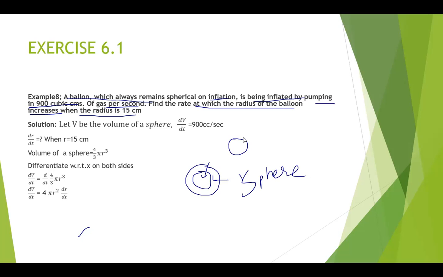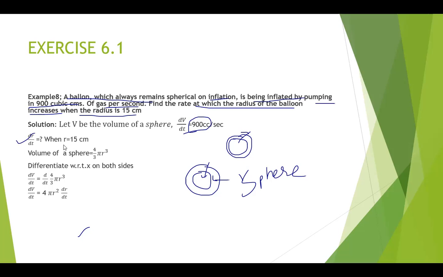So the volume of the sphere is increasing at the rate of what? 900 cubic centimeters per second, because they are pumping in 900 cc per second of gas into it. So its radius is increasing and its surface area is also increasing. Find the rate at which the radius of the balloon is increasing. dr upon dt you have to find out.